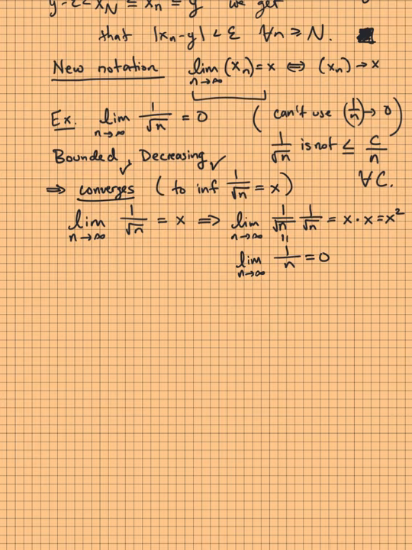So therefore we get that this limit, which we never really computed, happens to square to 0. So therefore x is equal to 0. Okay? So now let me do another example.